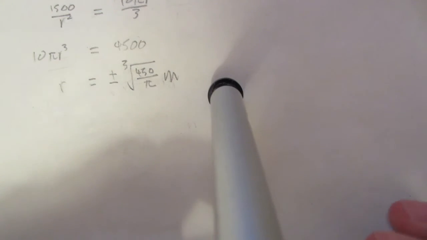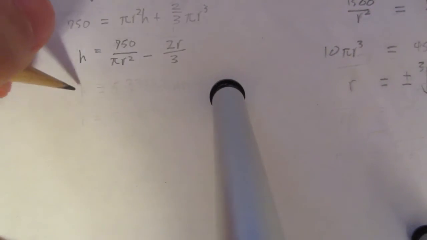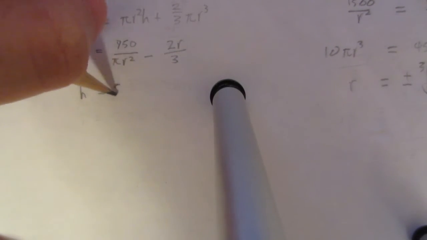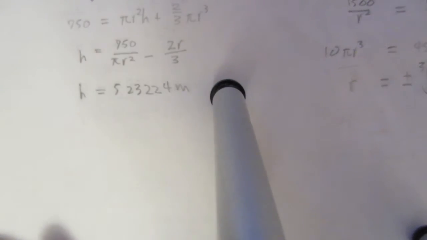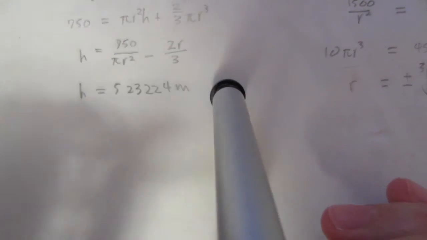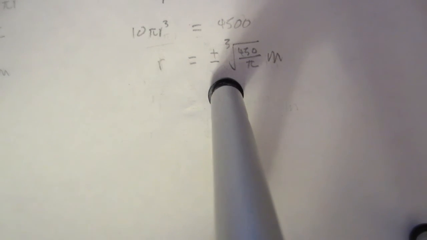And since the radius can't be a negative value, the radius is positive the cube root of 450 over pi meters. So now that we have this value, we can substitute it into our height equation and get a final value of 5.23224 meters. And so the dimensions that are going to minimize the cost of the materials of the silo are the height being 5.23224 meters and the radius being the cube root of 450 over pi meters.